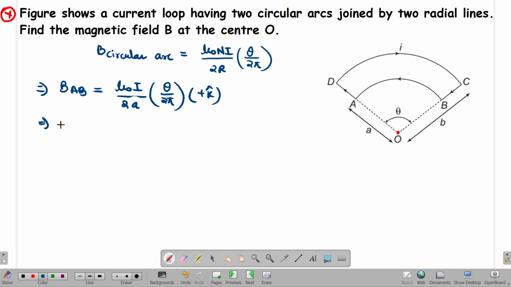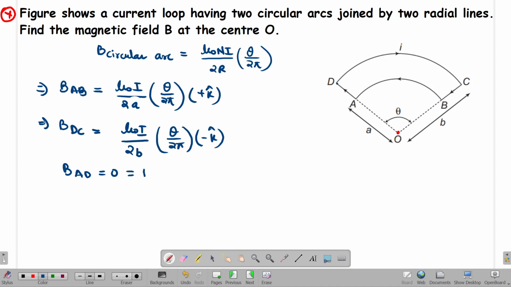Now the magnetic field due to DC will be mu naught I by twice B, times theta by 2 pi, and minus k cap. And due to these parts, this point lies on the axis of AD and BC, so the magnetic field due to AD is 0, equal to the magnetic field due to BC.